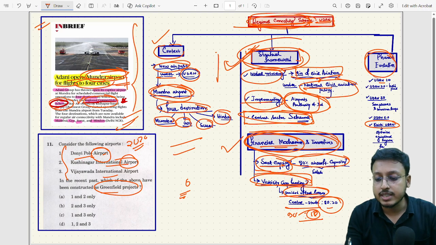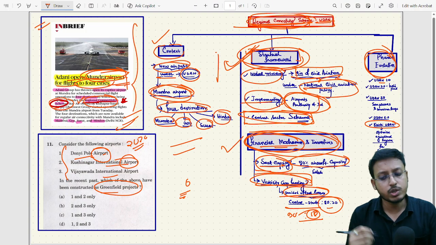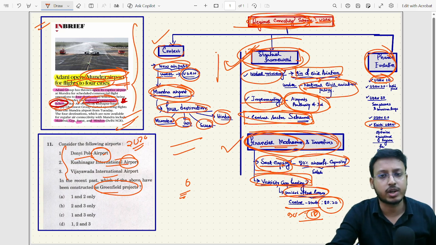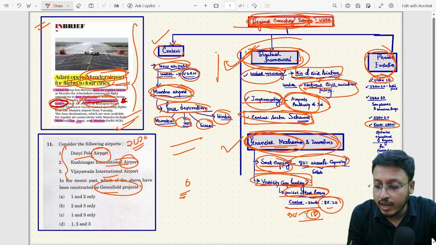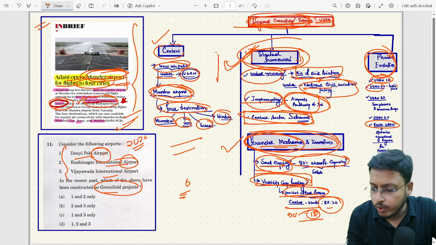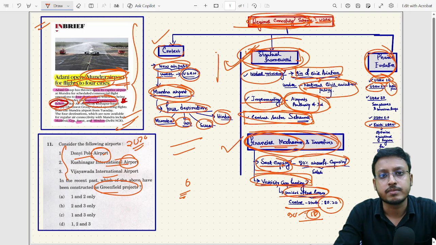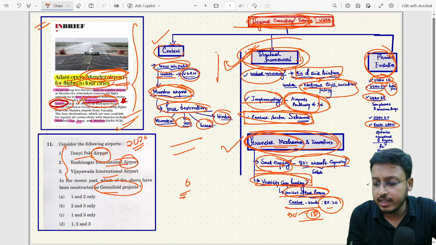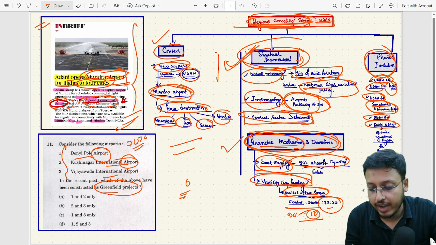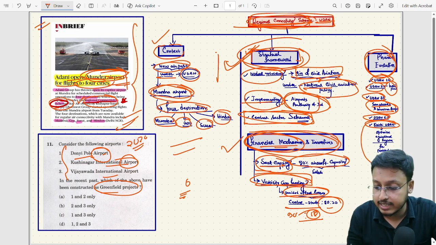Now we need to understand the phased evolution of this scheme. How did this evolve? Generally UDAN 1.0 focused on aircraft, but after that UDAN 2.0 came, and this UDAN 2.0 focused on helipads. Then came UDAN 3.0. This UDAN 3.0 focused on seaplanes and tourism loops. So that is the focus.